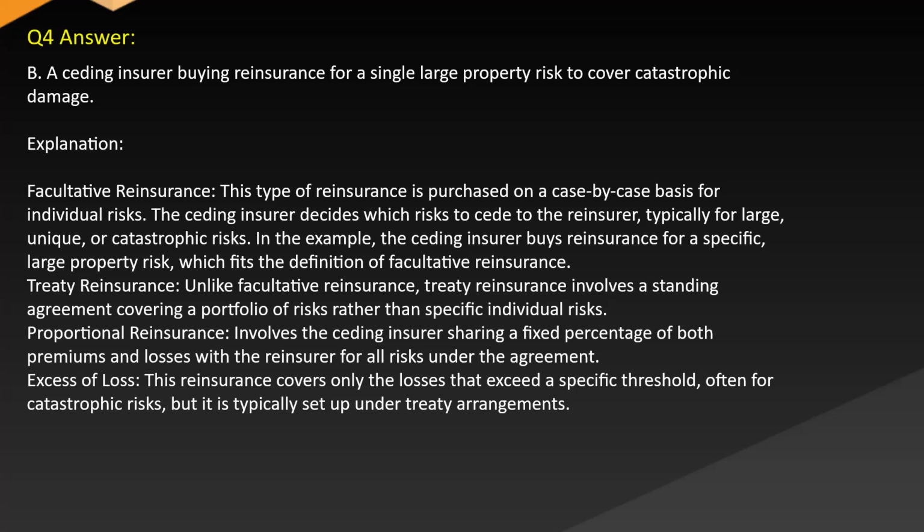Treaty reinsurance. Unlike facultative reinsurance, treaty reinsurance involves a standing agreement covering a portfolio of risks rather than specific individual risks. Proportional reinsurance involves the ceding insurer sharing a fixed percentage of both premiums and losses with the reinsurer for all risks under the agreement. Excess of loss. This reinsurance covers only the losses that exceed a specific threshold, often for catastrophic risks, but it is typically set up under treaty arrangements.